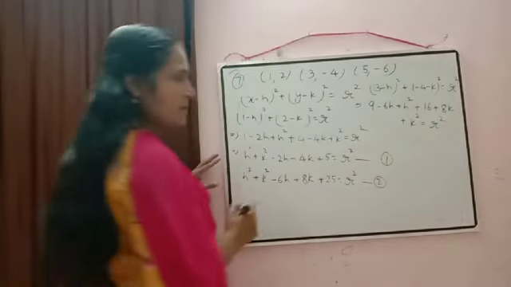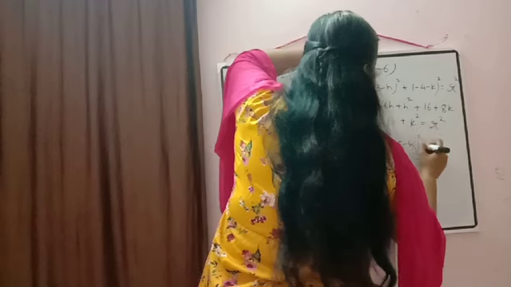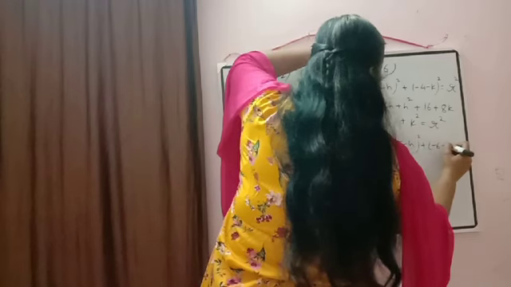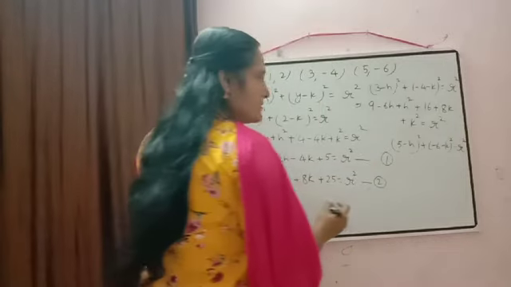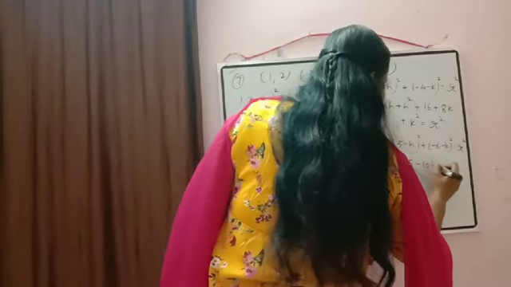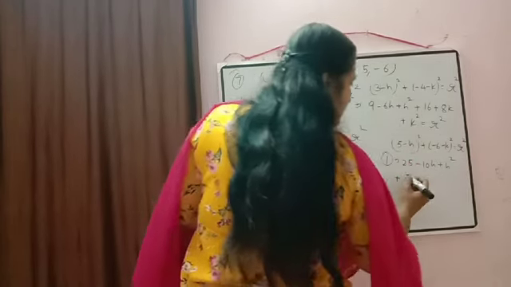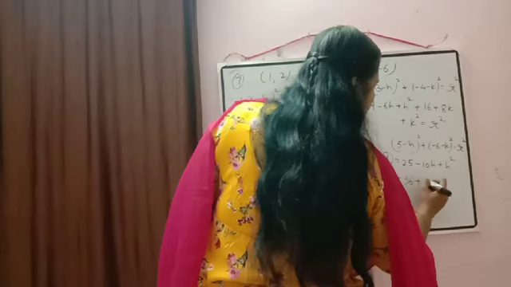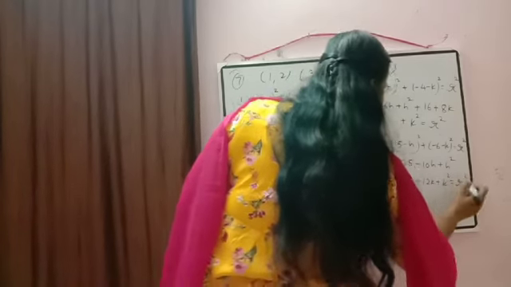Second equation. Now third equation, again substitute here, then we will get (5 minus h) the whole square plus (minus 6 minus k) the whole square is equal to r square. 5 square 25 minus 10h plus h square, plus that will be 36 plus 12k plus k square is equal to r square.